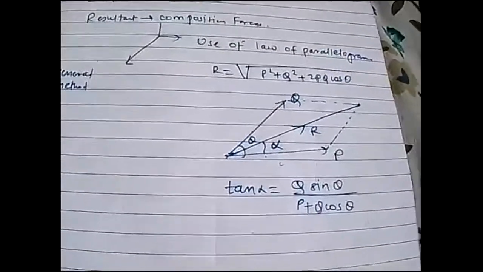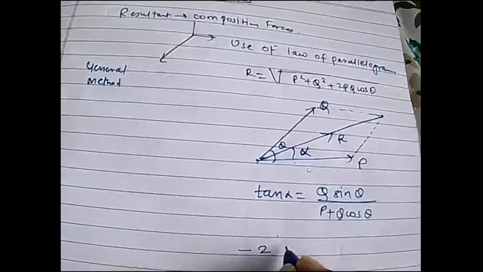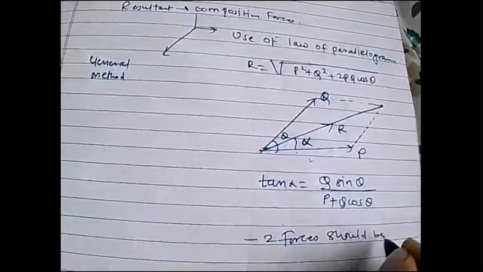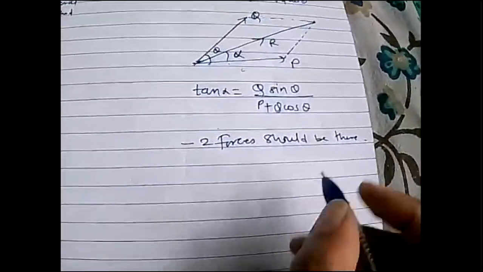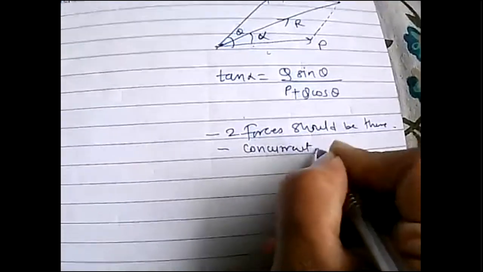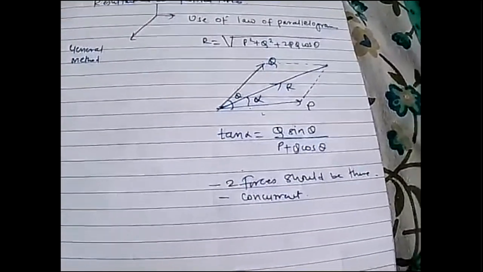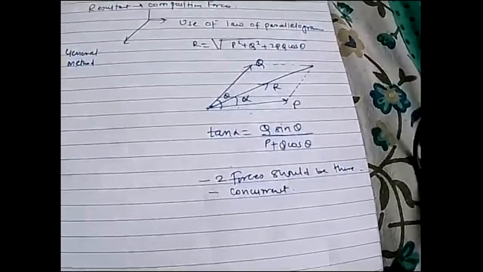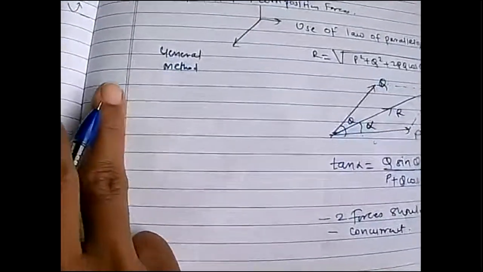But there are some limitations for the parallelogram law. Only two forces should be there. If more than two forces are there, then the law of parallelogram doesn't work, and they should be concurrent. If the two forces are parallel to each other, the parallelogram law can't answer. So concurrent forces should be there, and only two in quantity. If more than two are there, then we are supposed to go for the general method.